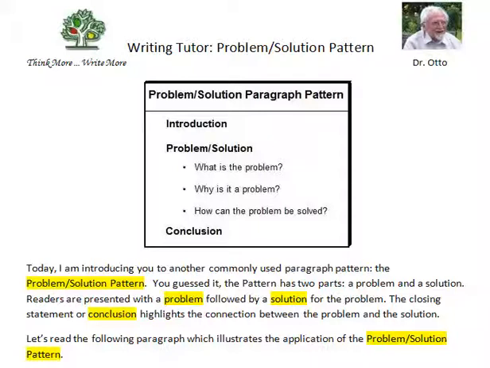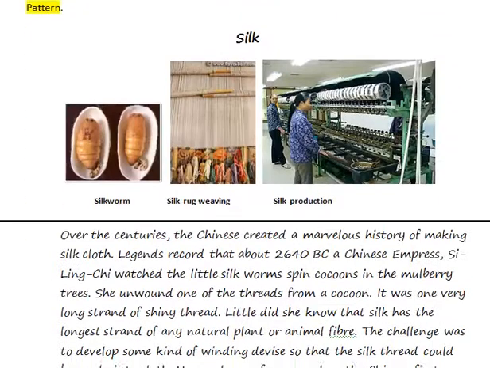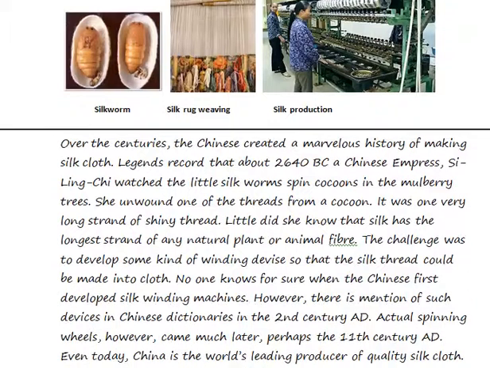Let's read the following paragraph, which illustrates the application of the problem-solution pattern. Silk. Over the centuries, the Chinese created a marvelous history of making silk cloth. Legends record that about 2640 BC, a Chinese empress, Sealing Chai, watched the little silkworms spin cocoons in the mulberry trees. She unwound one of the threads from a cocoon. It was one very long strand of shiny thread. Little did she know that silk has the longest thread of any natural plant or animal fiber.